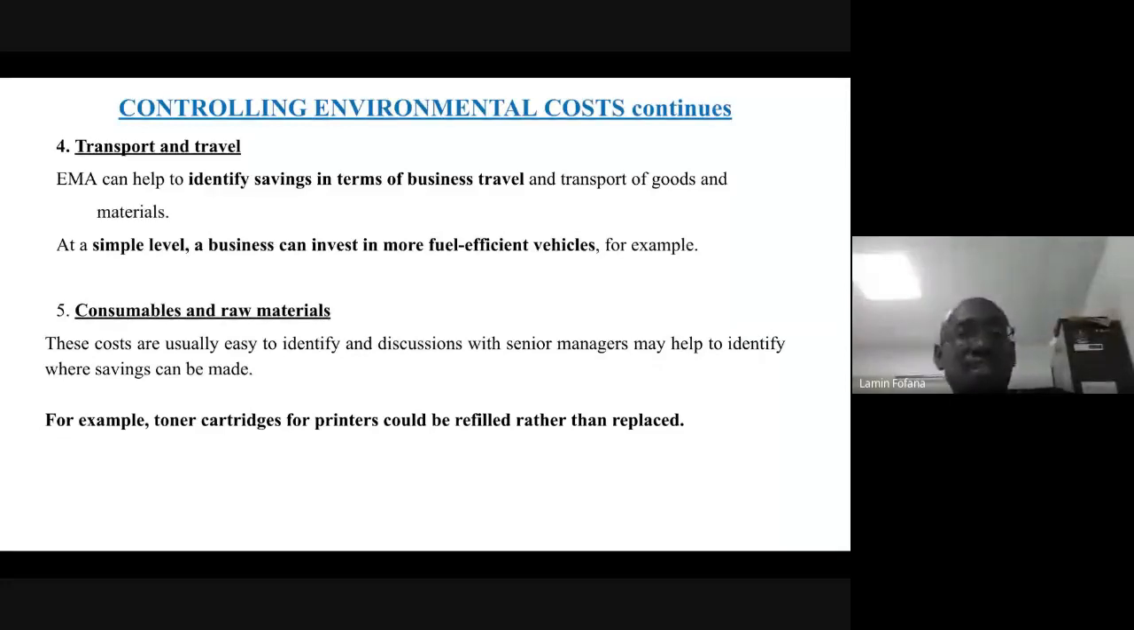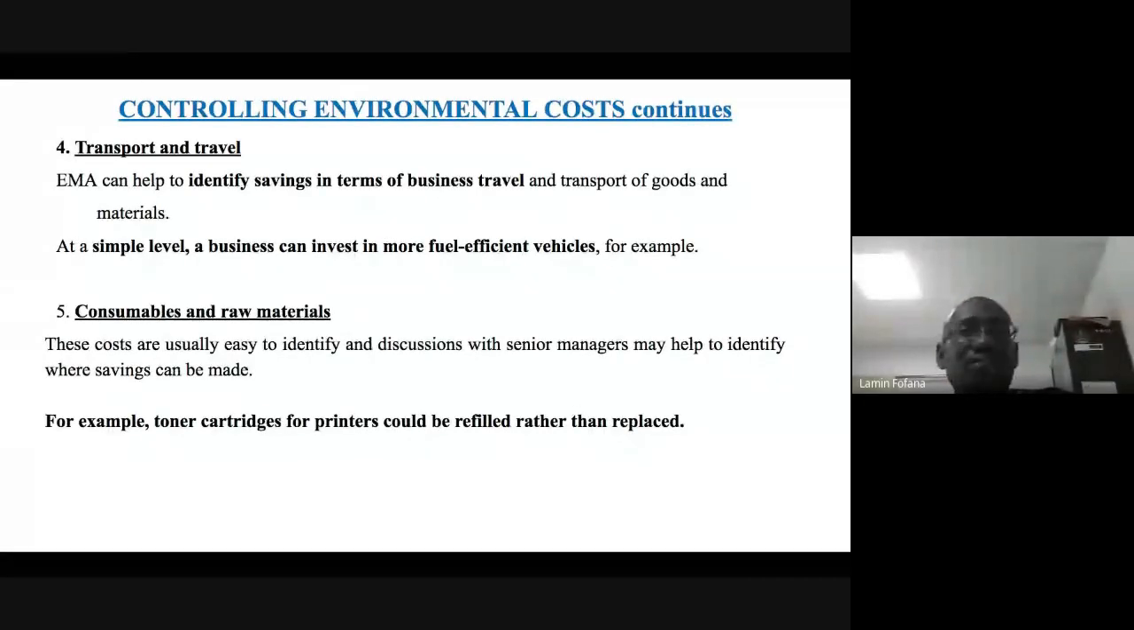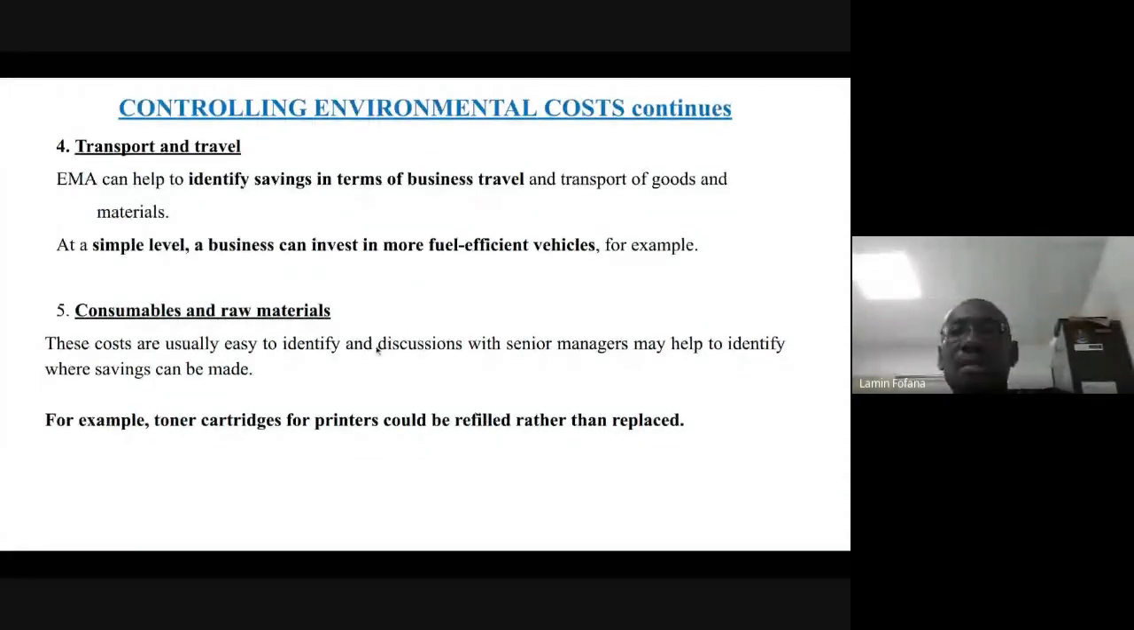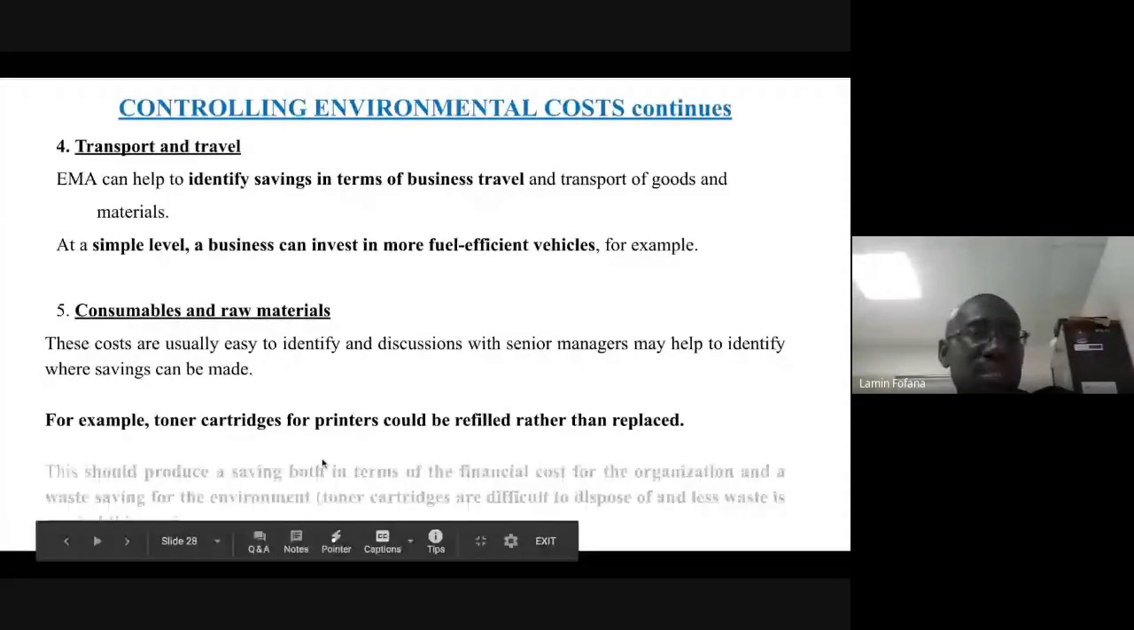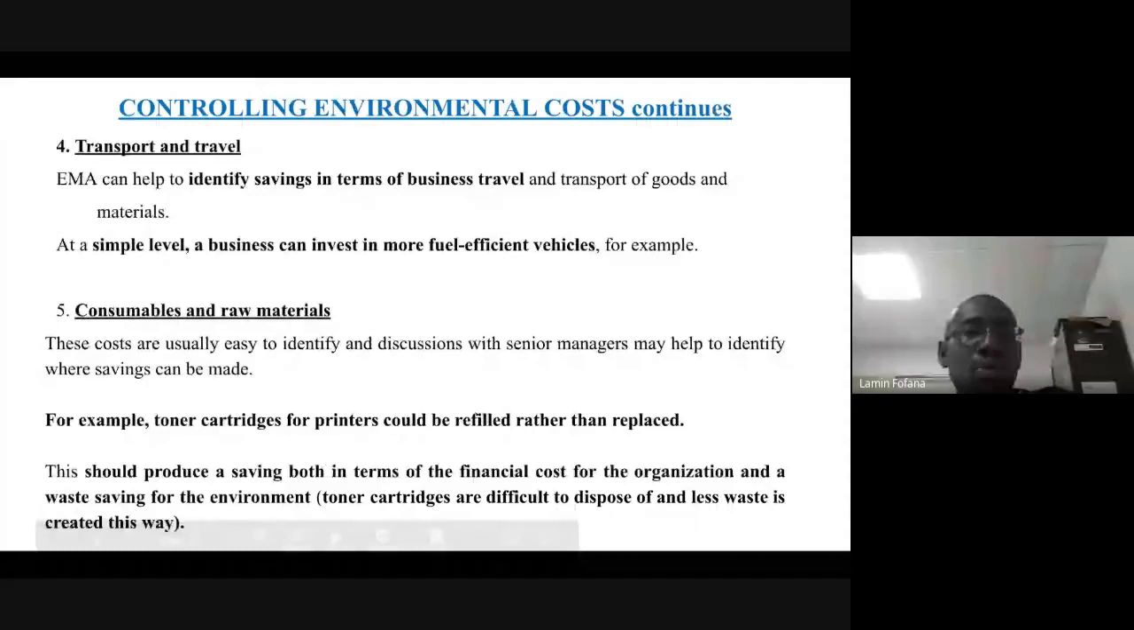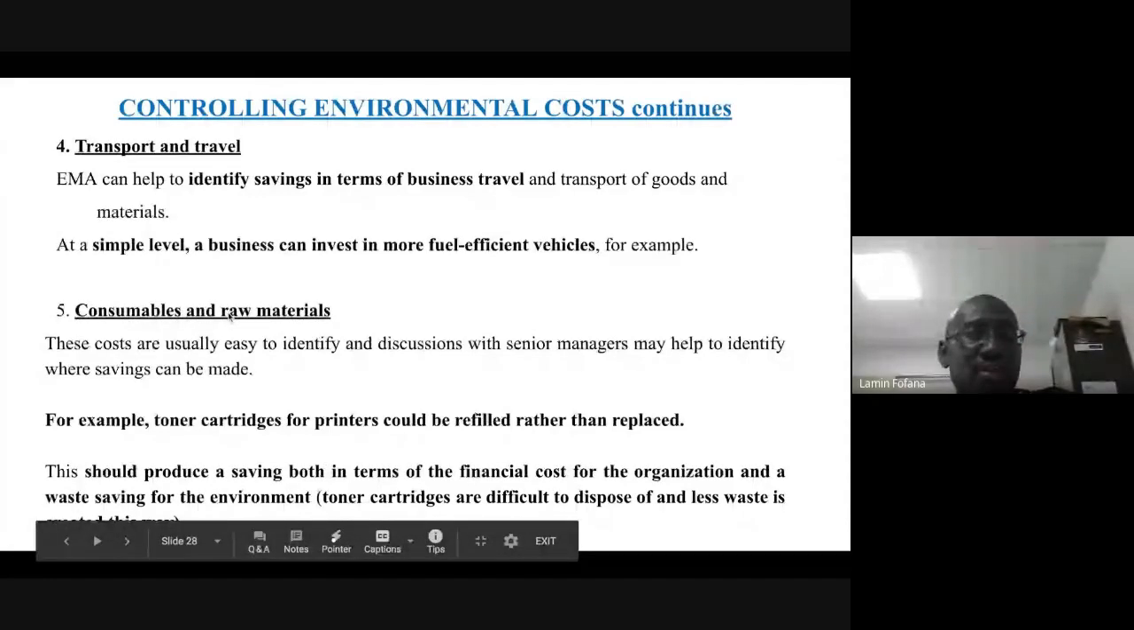In the offices, it's usually much better to recycle your toner. If your toner is finished, instead of buying new toner, you can refill it. Okay, so those are some of the little ways that we can control environmental costs.